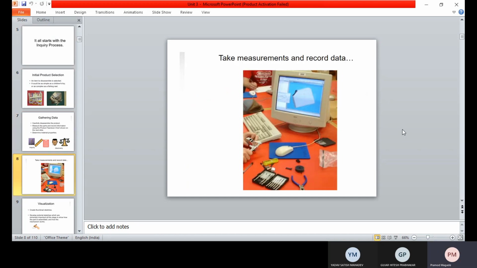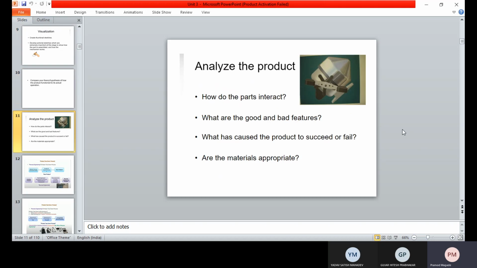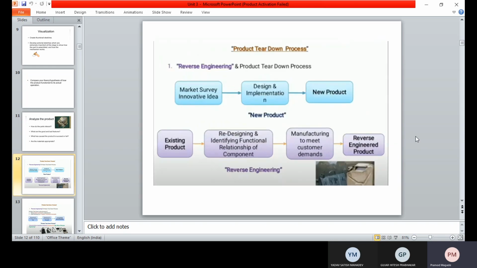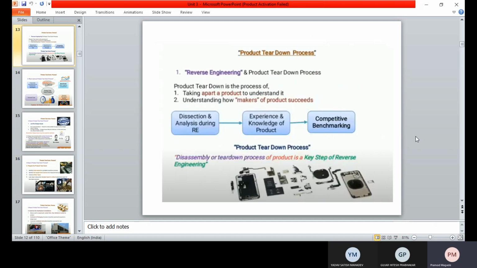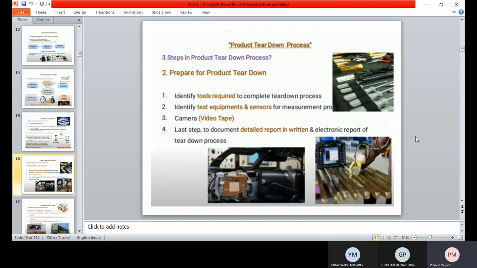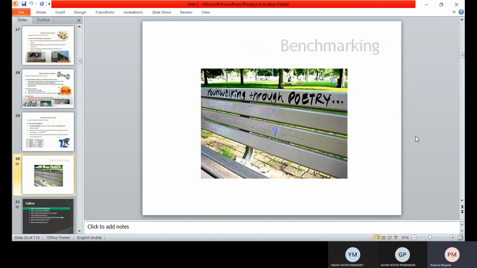So I have given these things: gathering of data, visualization, and we need to show the analysis also. We have written the structure, or the block diagram, for maintaining the teardown process. So these are the processes which we have discussed. After that, we have seen the benchmarking criteria.